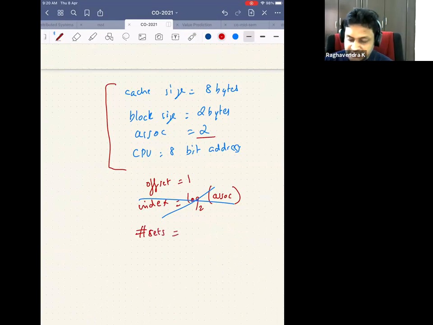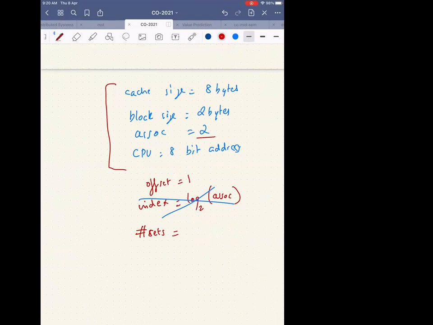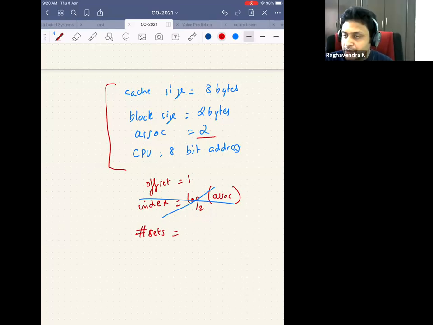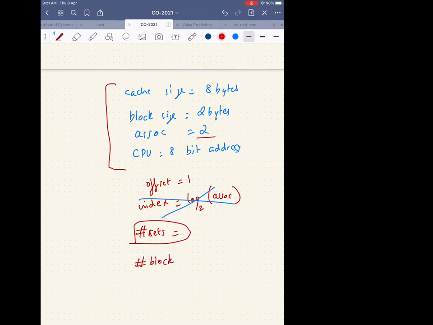Number of sets. So what is the number of sets here? How do you figure out the number of sets? Two-way associative, so it's 2 sets. No, right? Two-way associativity alone will not give me this. So to calculate the number of sets, what should I first calculate? Number of blocks in the cache. So how do I calculate the number of blocks?